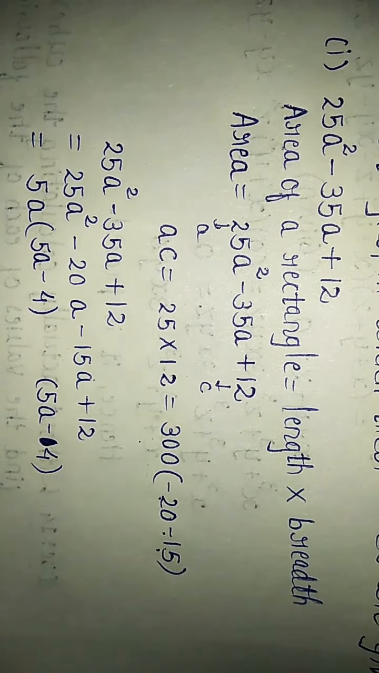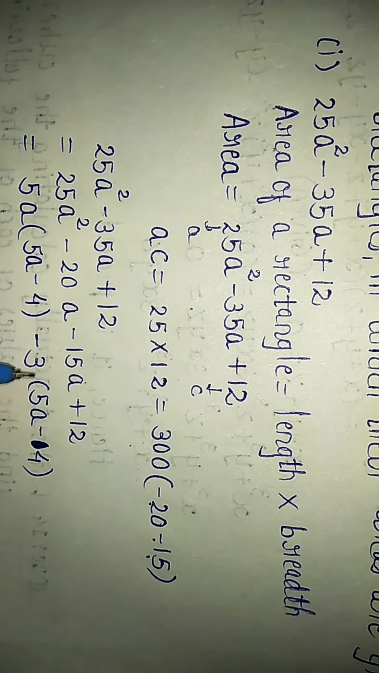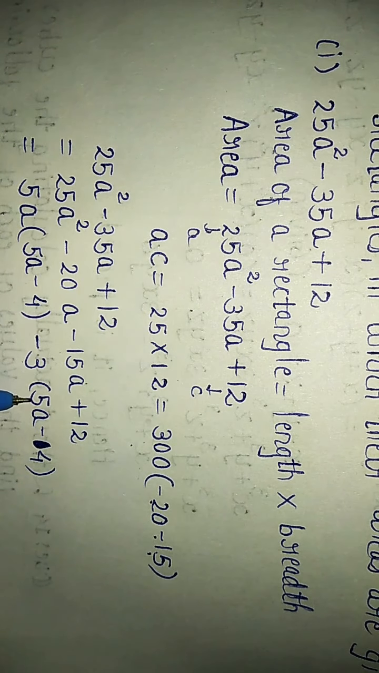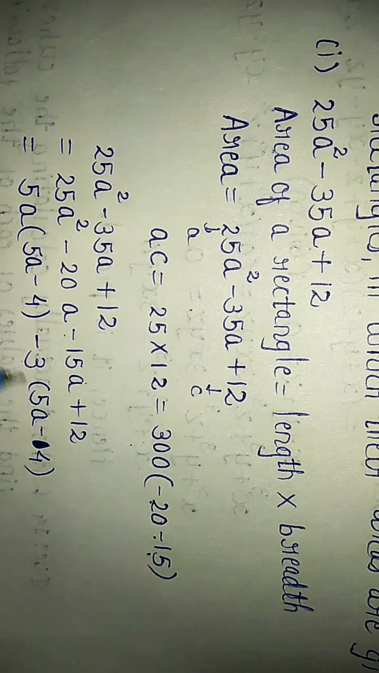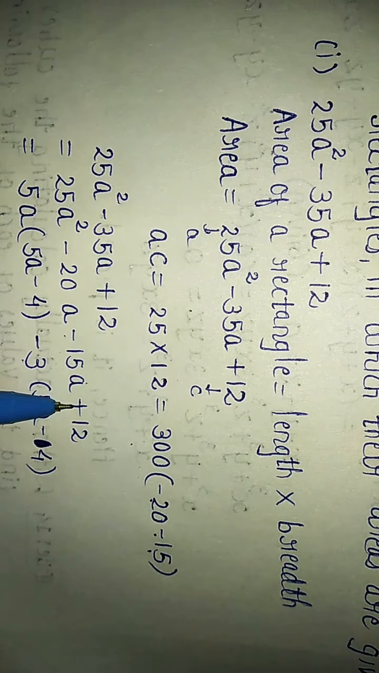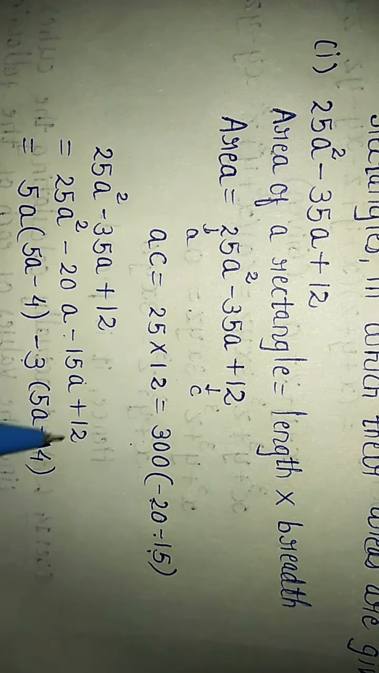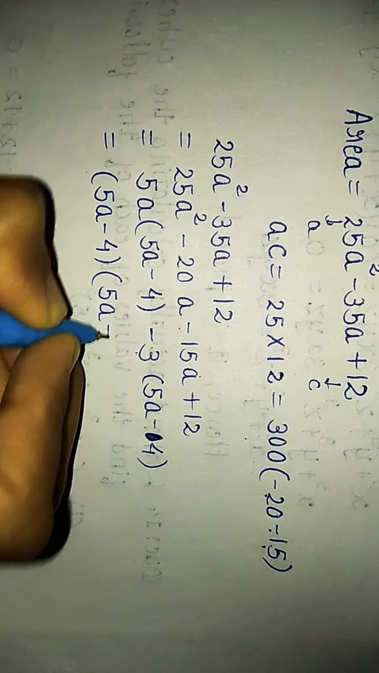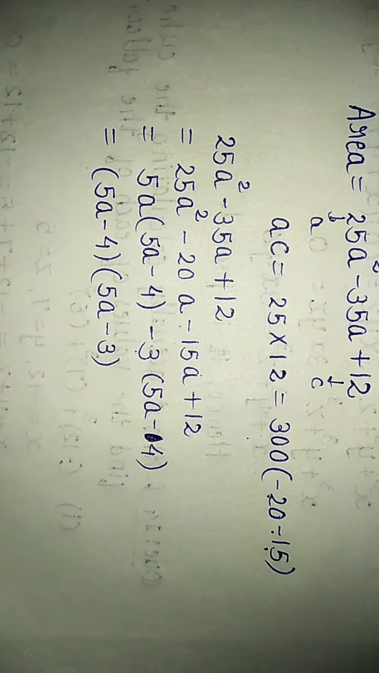So what will we take common so that we can get 5a minus 4? It is minus 3. Why? Because minus 3 into 5 is minus 15, right? Minus 3 into minus 4, minus minus plus, 3 4s are 12. Okay. Now let us write the factors. First bracket will be 5a minus 4 and second will be 5a minus 3.